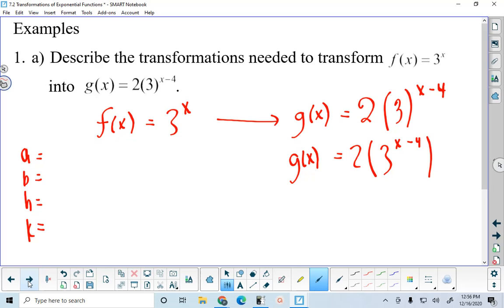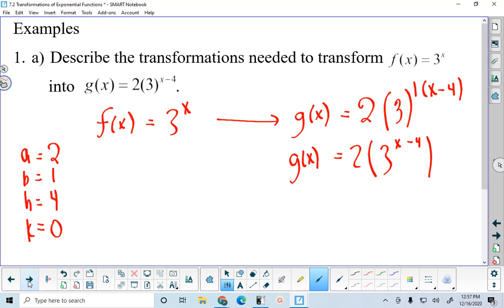2 is the number that you multiply the function by, which is a. So a is 2. There is no b to be seen, but we know from experience that means b is 1. And if you want to be really, really technical, it's this because the b has to be factored out. So when you don't see a b, b is 1. H is clearly 4, and there's no k, and if there is no k, then k is 0.